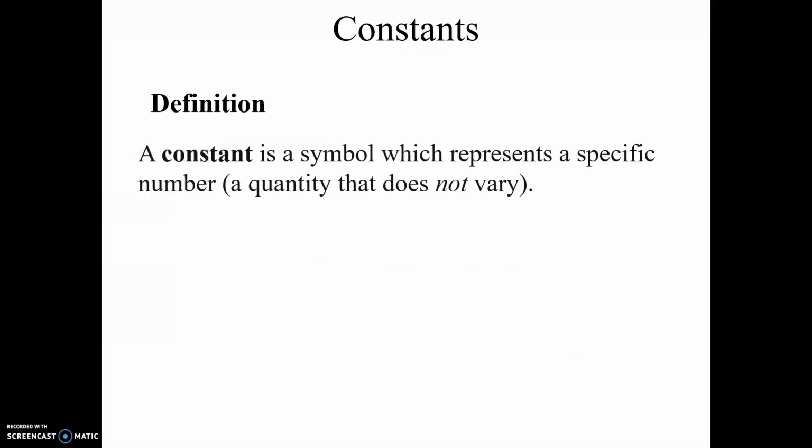Here's another definition. A constant is a symbol which represents a specific number, a quantity that does not vary. This is different than a variable because a variable can take on many different values. A constant is a number that cannot vary. That's fixed. For example, my height is 5 feet 11 inches. This is a constant because my height is not going to change anytime soon.